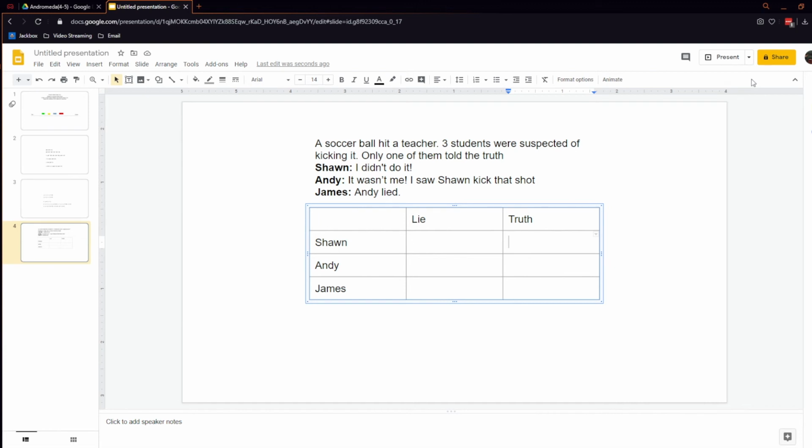If James kicked the soccer ball, Sean is telling the truth when he says that he didn't do it. And Andy is lying when he says that he saw Sean kick the shot, because Sean didn't kick the shot in this situation because James kicked the shot. If James says that Andy lied, we've already established Andy is lying, therefore James is telling the truth. 2 people are telling the truth, which means that it's impossible, if only one of them was telling the truth, for James to have kicked the shot. Therefore, James is innocent.